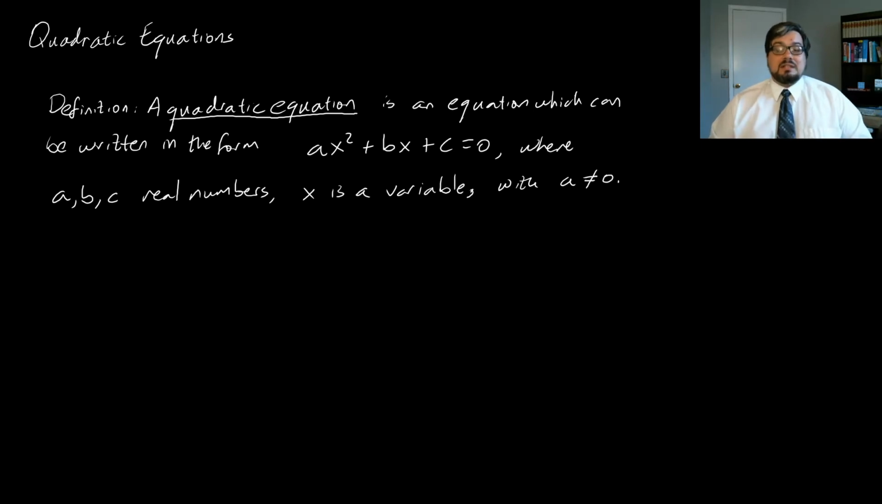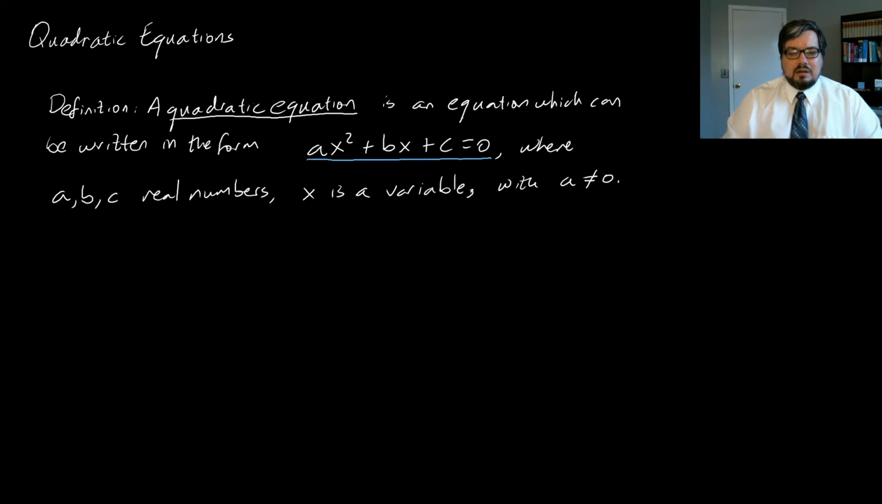If a were equal to 0, then this would just be a linear equation, and we've already looked at how to handle those. Quadratic equations are ones of this form, where we've got an x squared term and maybe an x term, maybe a constant term, but no higher power terms. This form right here is called standard form.